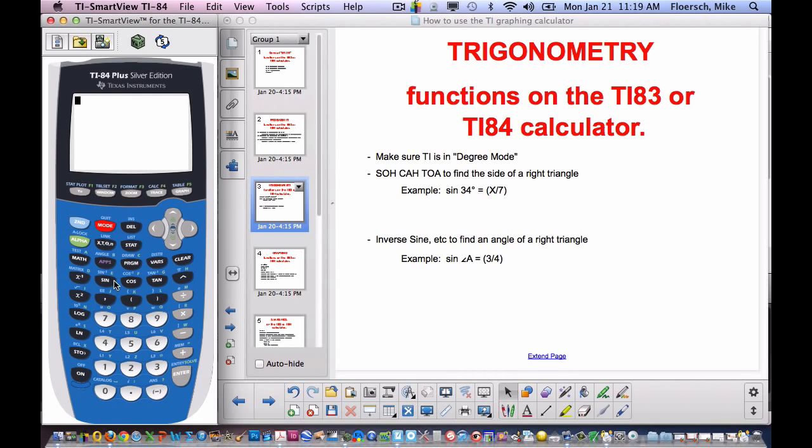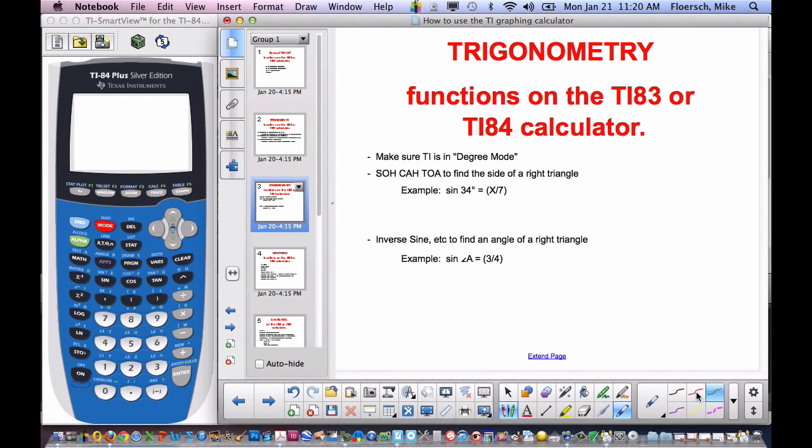The times you'd be using this, like sine, cosine, and tangent on my TI-83, is when we're trying to use SOHCAHTOA, which is sine is opposite over hypotenuse, the cosine is adjacent over hypotenuse, and the tangent is the opposite over adjacent. It's always working with a right triangle. For example, I come up with the problem that the sine of 34 degrees is equal to x over 7. To solve for what x is, whatever that other side is, I would multiply both sides by 7.